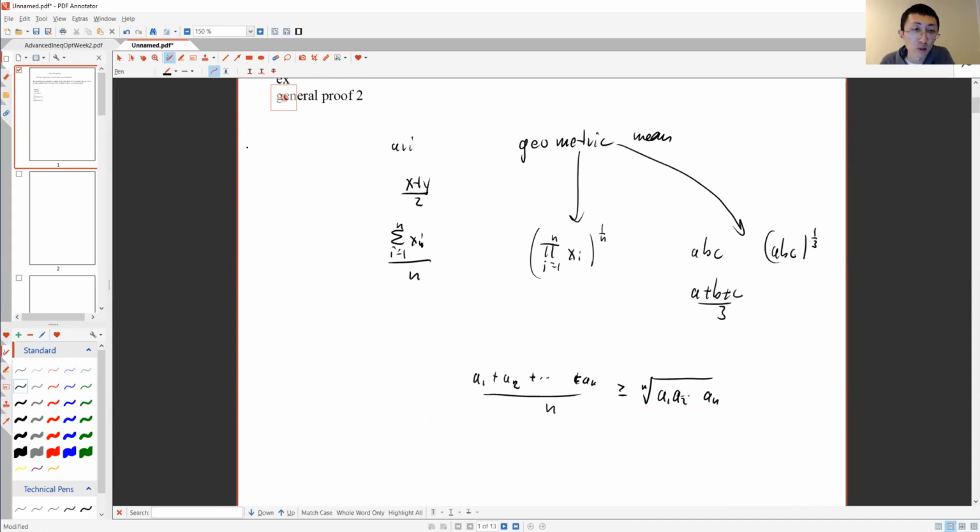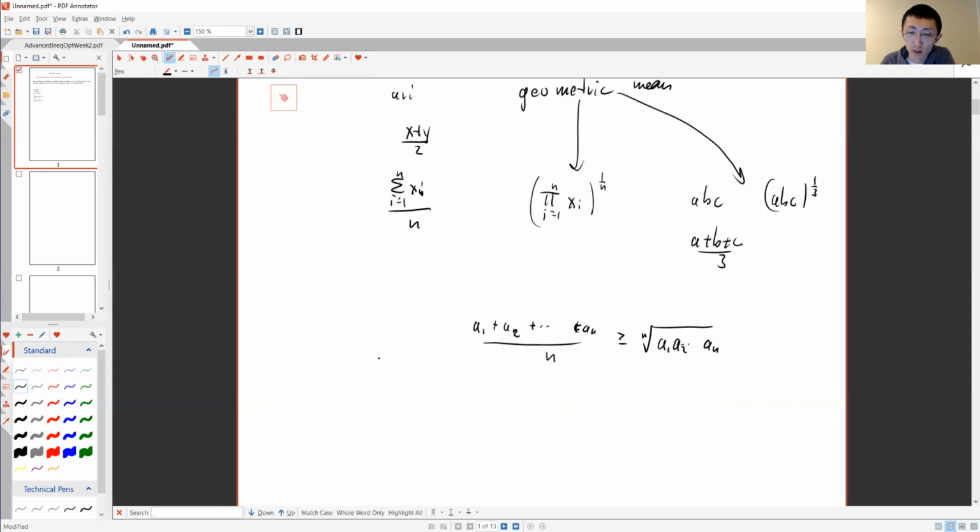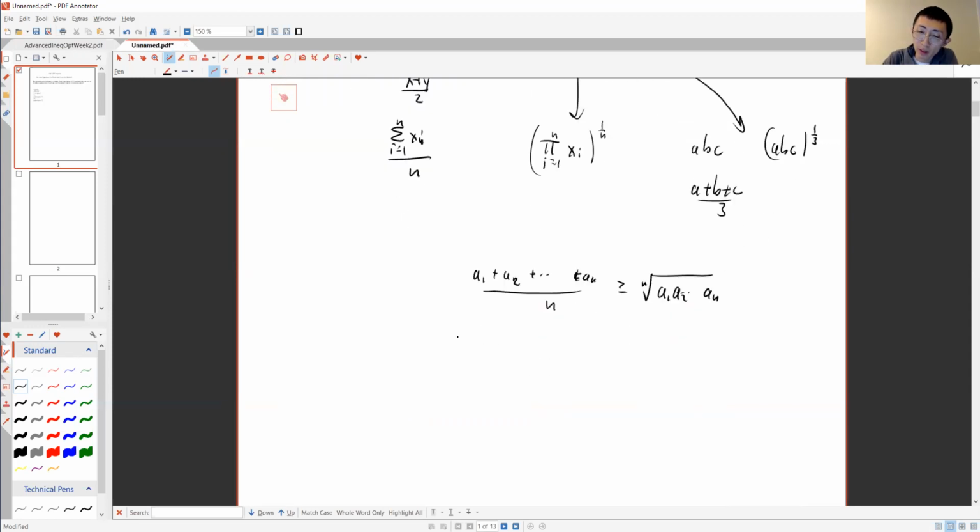So let's prove this in the two variable case. So how might we start with the two variable proof? In the two variable case, it says this is bigger than or equal to this.